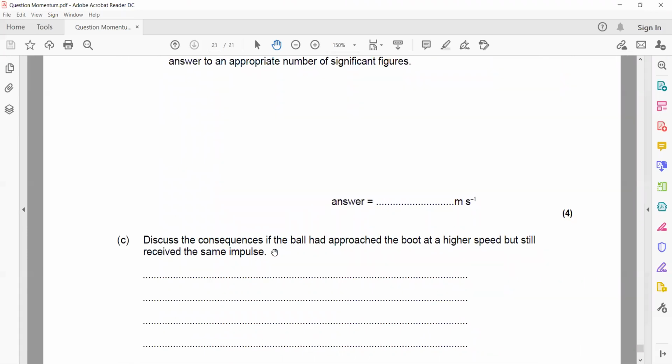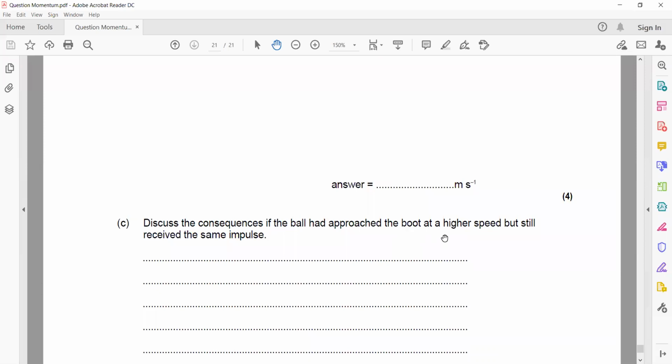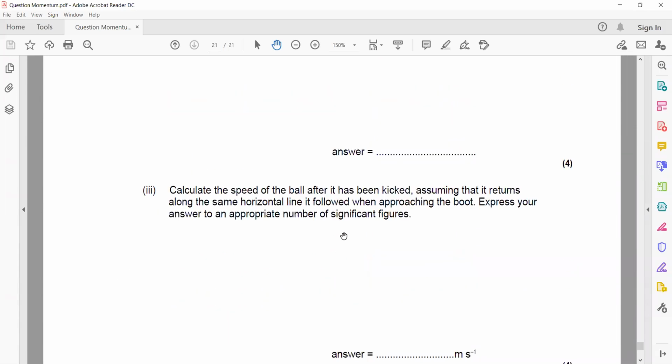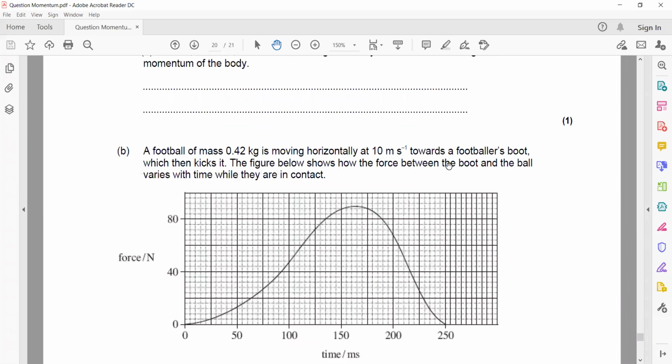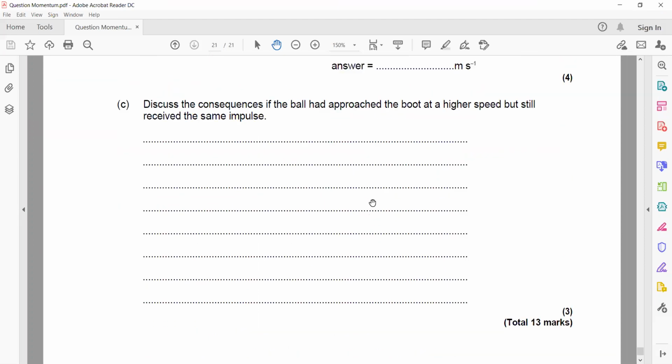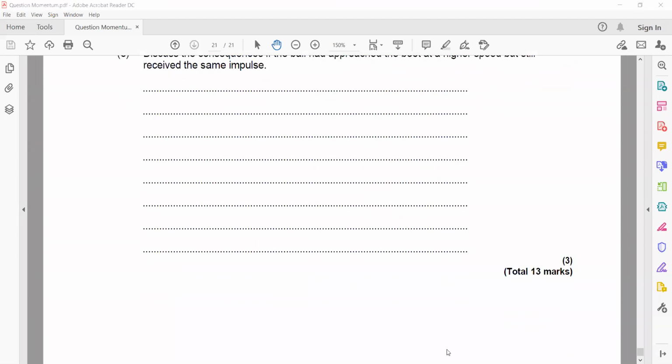And discuss the consequences if the ball had approached the boot at a higher speed but still received the same impulse. So in the beginning, in this question, the ball was moving horizontally at 10 meters per second towards the footballer. But now they're saying the ball is moving at a higher speed towards the footballer, but the impulse is the same. So what might happen?